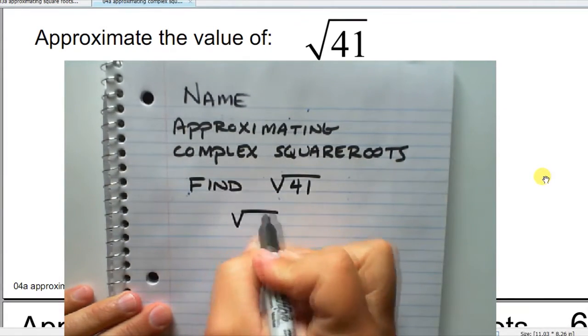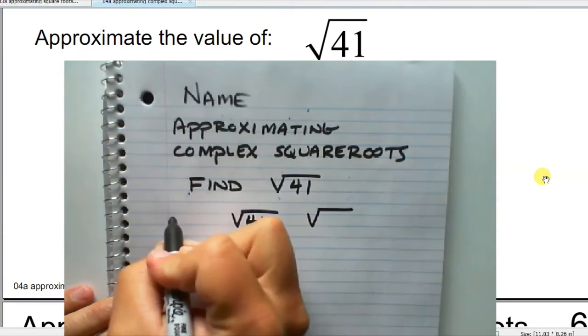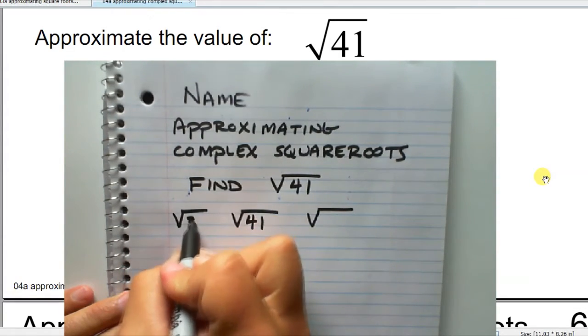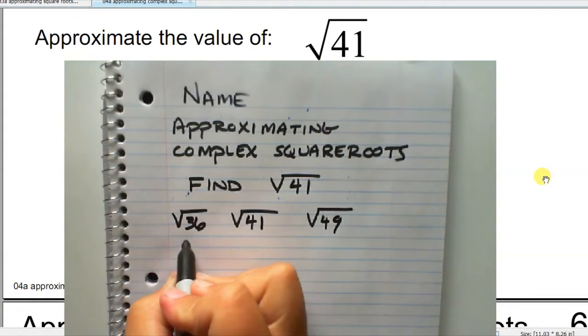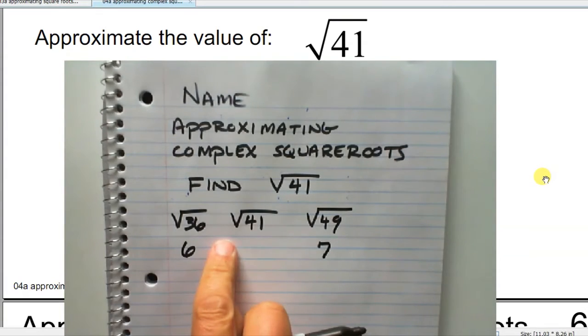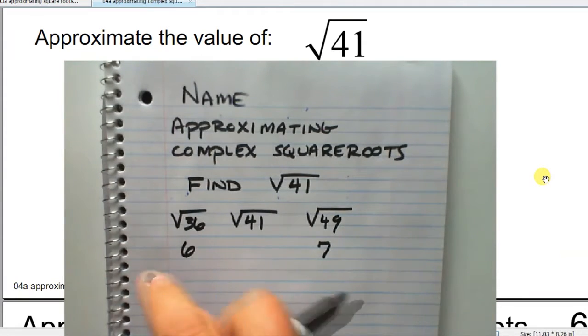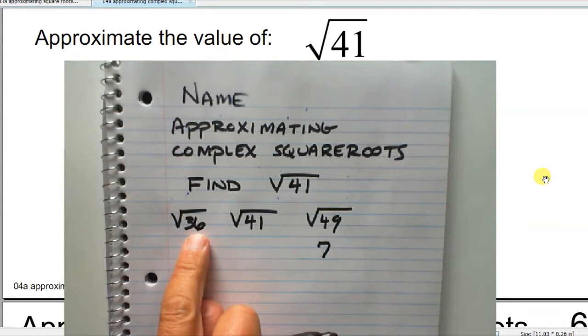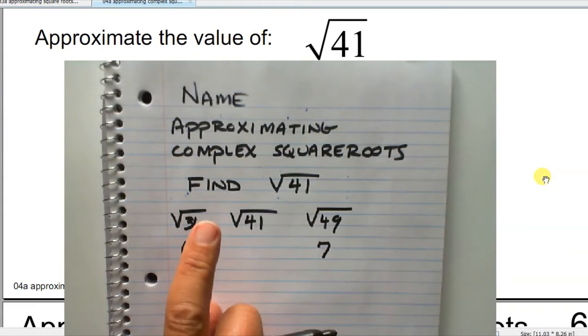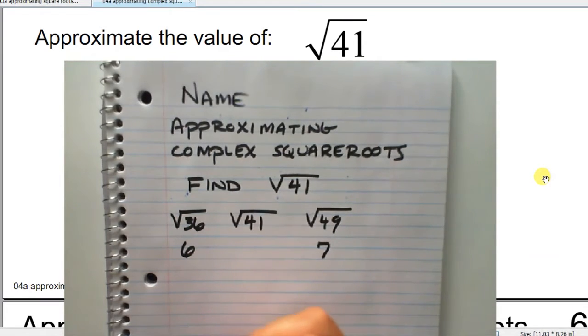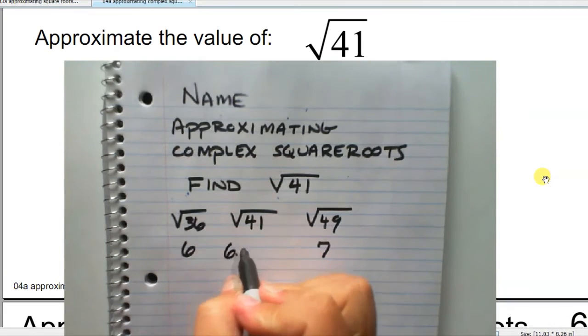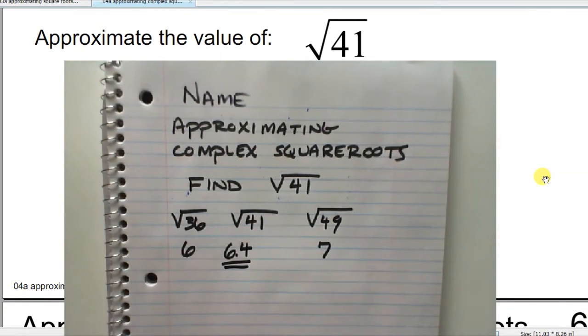To find the square root of 41, I start by going into the neighborhood and finding its neighbors. One of its neighbors is 36 and the other one is 49. Square root of 36 is 6. Square root of 49 is 7. 41 is somewhere in between. Is it closer to the 6 or closer to the 7? Well, it's 5 away from the 6, and it's 8 away from the 7. So it's a little bit closer to the 6. So let's put it at maybe a 6.4. So we just approximated the square root of 41. That's review from the last lesson.